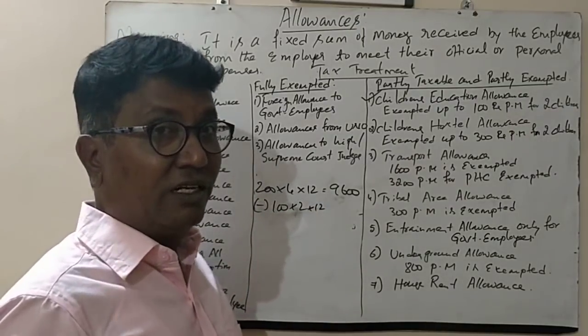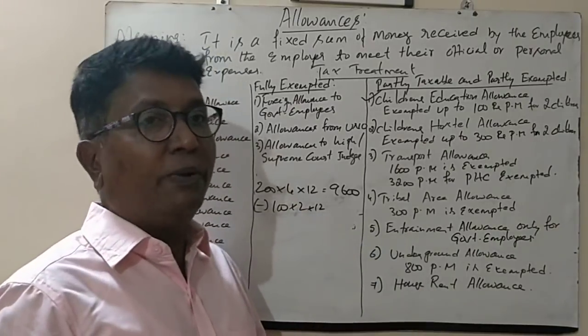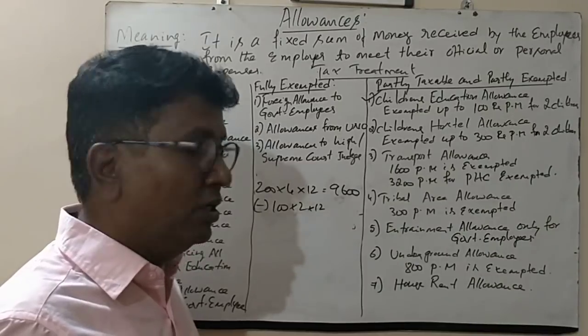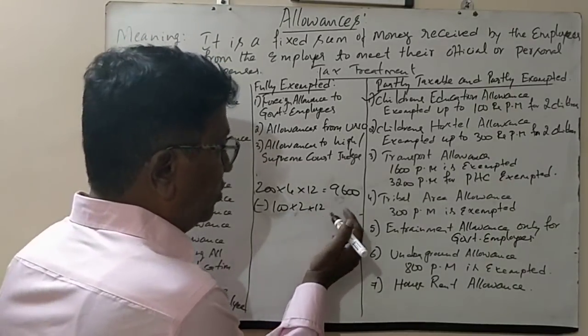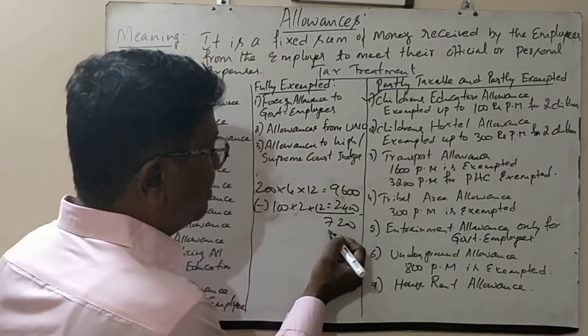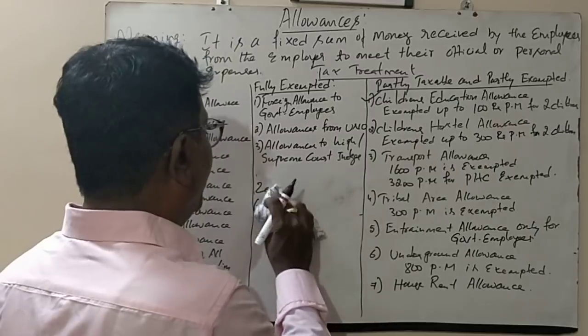ಯಾಕೆ ಅಂತ ಹೇಳಿದ್ರೆ, ನಾನು 4 ಜನ ಮಕ್ಕಳೇ ಇರ್ಬೋದು, ಕಂಪನಿ 4 ಜನಕ್ಕೂ 200 ರೂಪಾಯಿ ಕೊಡ್ತಾ ಇದೆ, ಆದ್ರೆ ಎಕ್ಸೆಂಪ್ಷನ್ ಕೊಡ್ತಾ ಇರೋದು ಎಷ್ಟು? ಓನ್ಲಿ 100 ಇಂಟು 2 ಇಂಟು 12, 2,400 ಮಾತ್ರ ಆಗುತ್ತೆ. Remaining 7,200 will be taxable. I hope all of you understood.